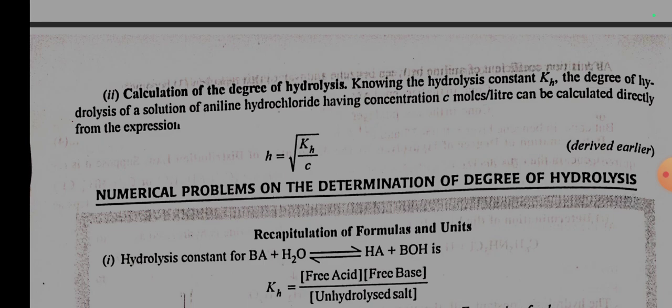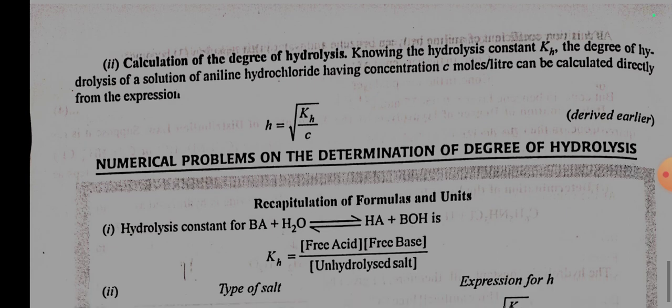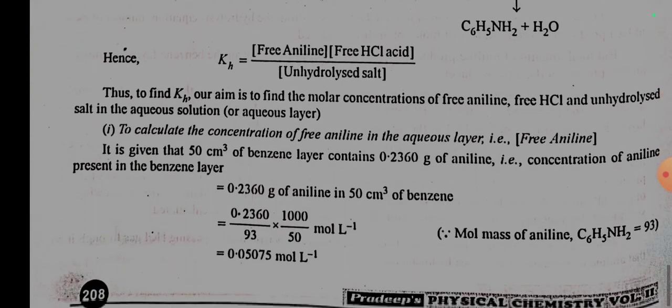Number 3. Calculation of degree of hydrolysis. Knowing the hydrolysis constant Kh, the degree of hydrolysis of a solution of aniline hydrochloride having concentration C moles per liter can be found directly from the expression h is equal to the square root of Kh by C.